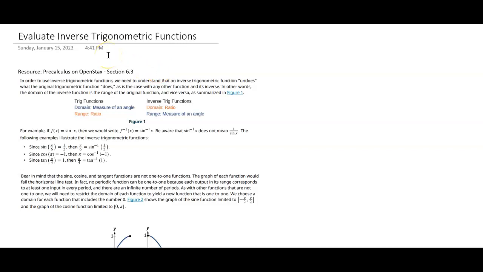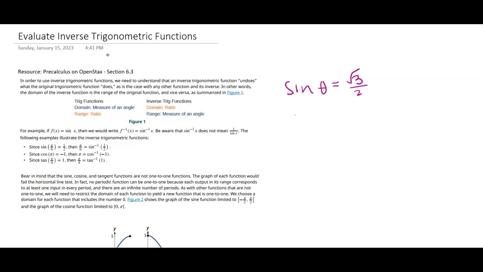This video is going to go over how to evaluate inverse trig functions. So one thing that's important is if you have a trig function, we need to be able to undo that trig function so that we can find things like when is the sine of theta equal to, let's say, root 3 over 2.